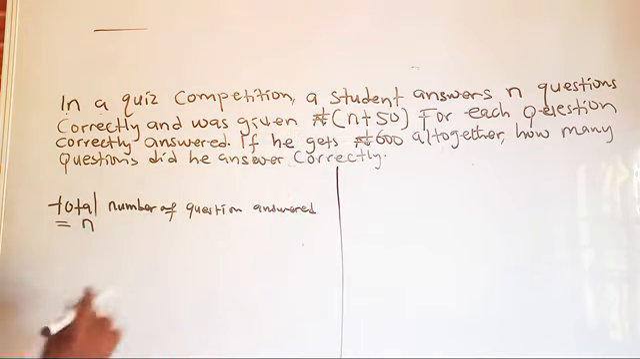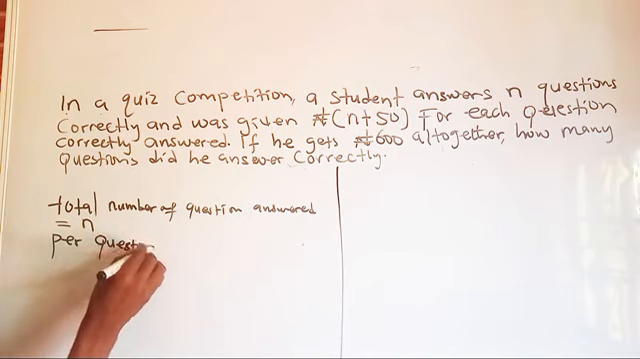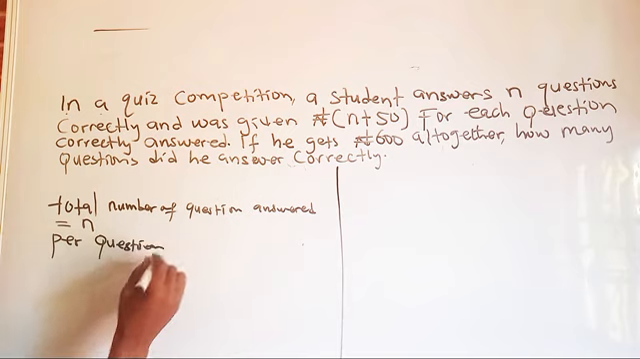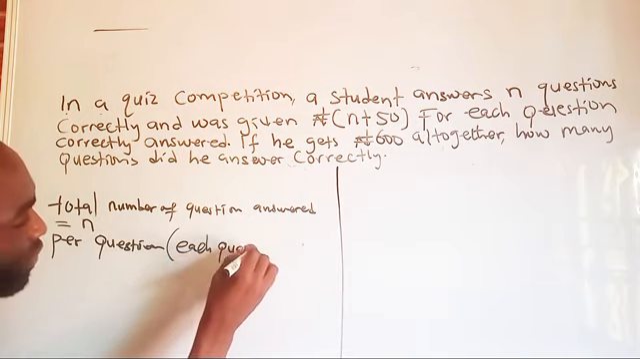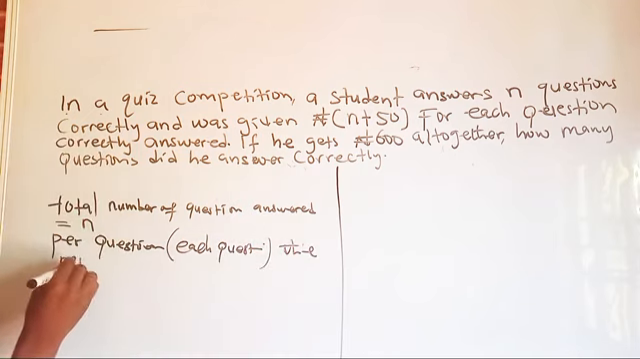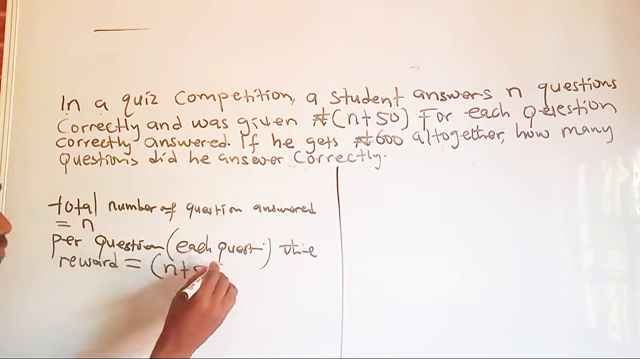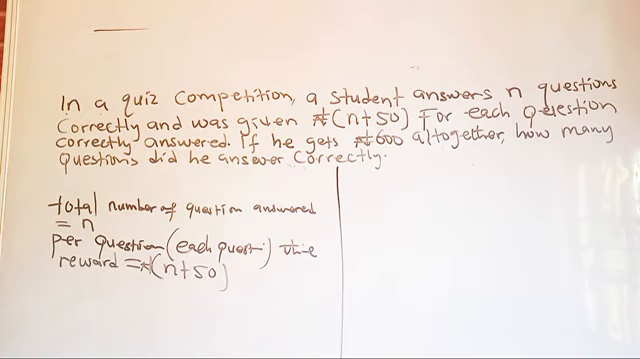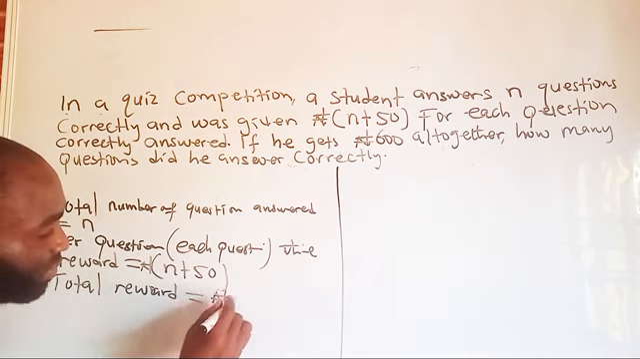Per question, that is each question, the reward is equal to n plus 50. Then the total reward is equal to 600.